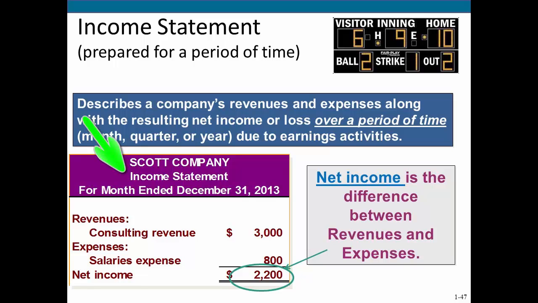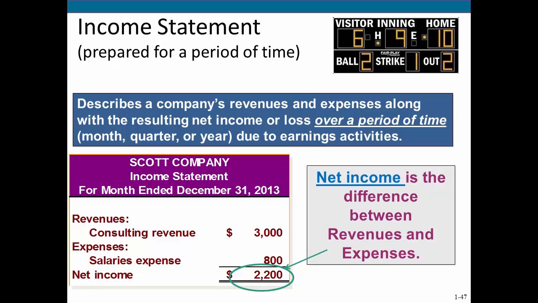Financial statements have a three-line title with the company name, the name of the statement, and the period covered by the report. I think of this as who, what, and when at the top of each financial statement. In our case, we had total revenues of $3,000 and total expenses of $800, so net income for the month ended December 31st, 2013 was $2,200.